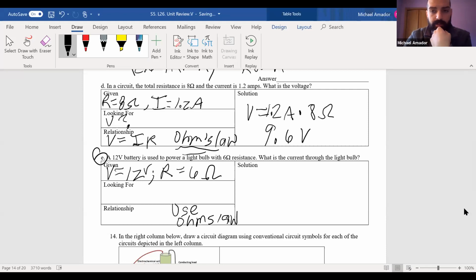Vicky, what are we looking for in this problem? In this problem, we are looking for the current through the light bulb. Yep, we're looking for the current, and we use the symbol I for current. Vicky, what is Ohm's law? We used it in the last problem. So what relationship can we use? The formula. V equals IR. There we go.